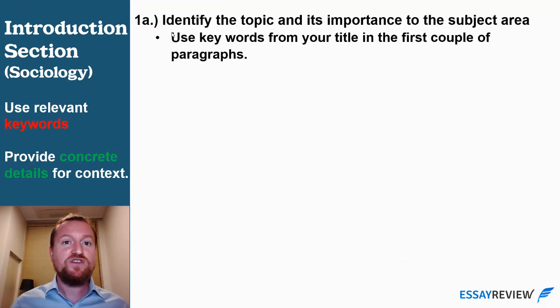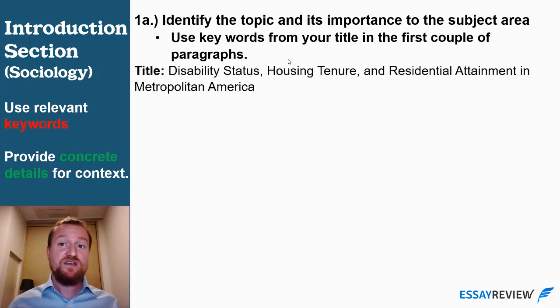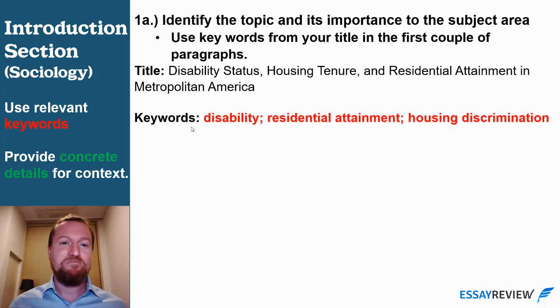In this section as well, you want to identify the topic and its importance to the subject area, and use keywords from your title right away in the first paragraph or two. So let's say our title is "Disability Status, Housing Tenure, and Residential Attainment in Metropolitan America." This is my example, by the way. Some of the keywords of my study are disability, residential attainment, housing discrimination. So these keywords are what researchers can use to find my study.